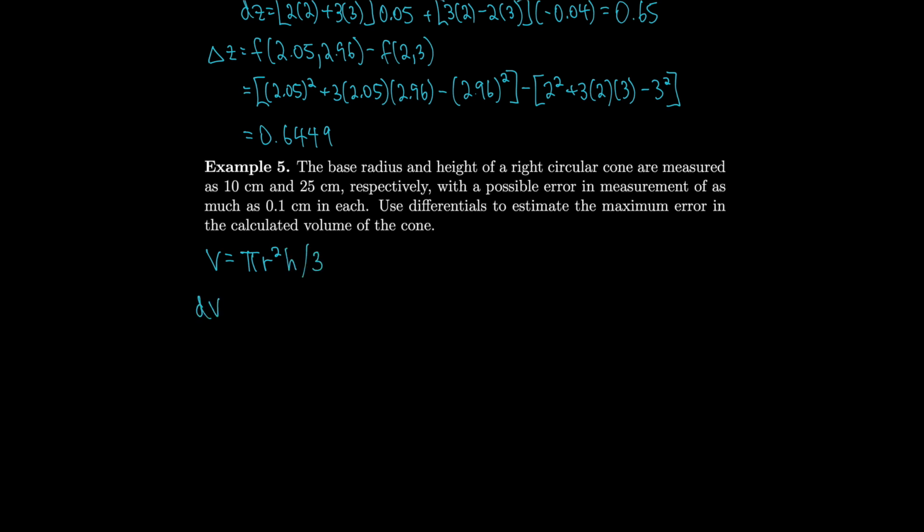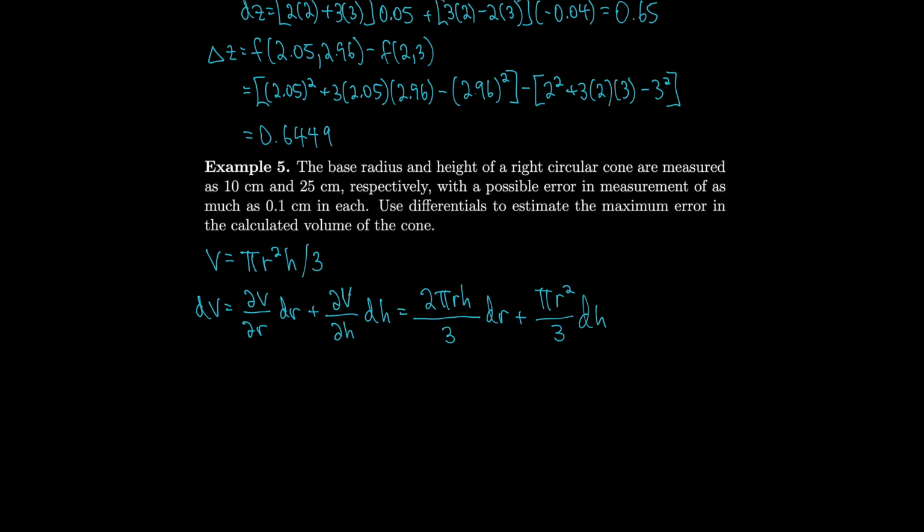So our differential dV is the partial of V with respect to r, dr, plus the partial of V with respect to height, h, dh. So that's 2 pi r h over 3, holding h constant. And holding r constant, we get pi r squared over 3 dh.